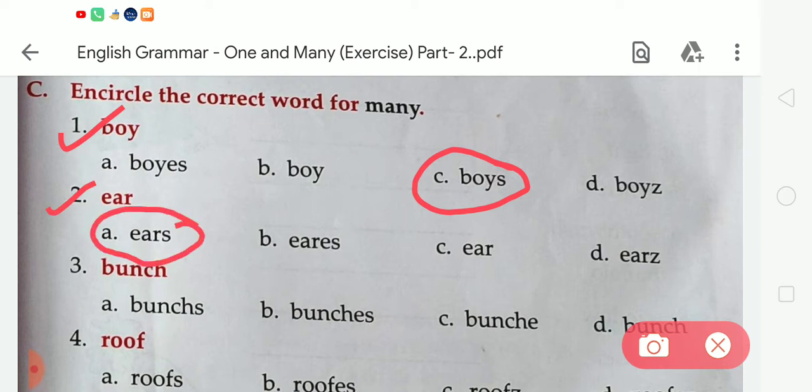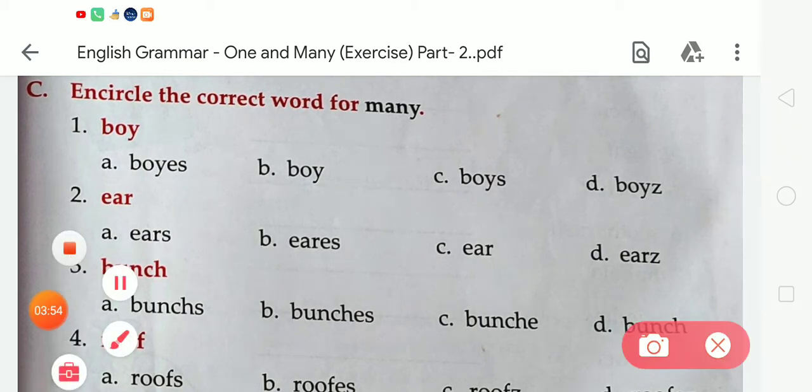Now come to the next. In number 3 there is the word bunch. Students, we have to learn in this chapter that we add es to nouns that end in ch, sh, o, s, ss, x and z to get their plural form. As we can see on the screen, the given word is bunch and the last letters of this word are ch. So what will we add? We have to add es to change this given singular form to plural.